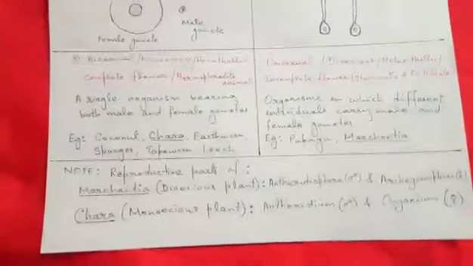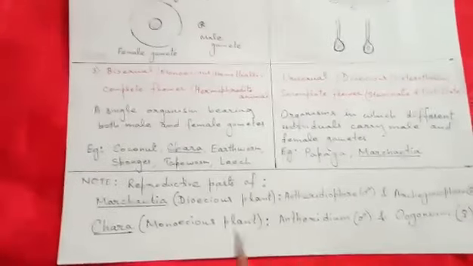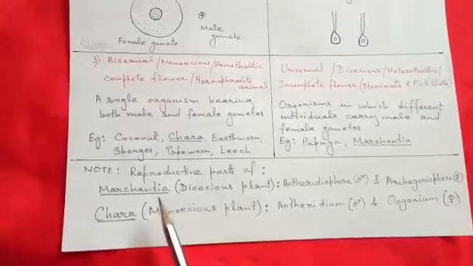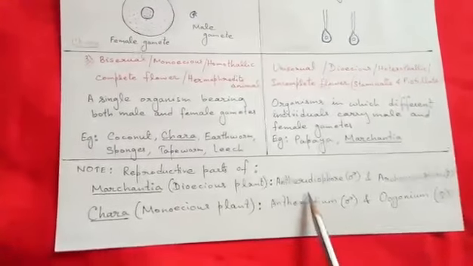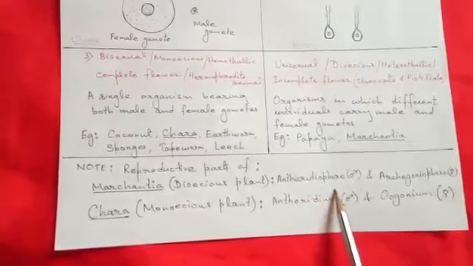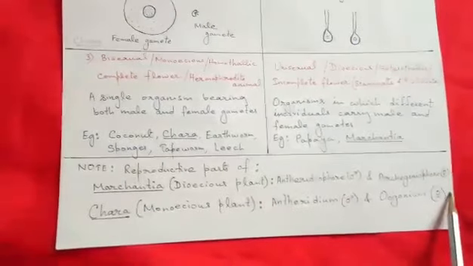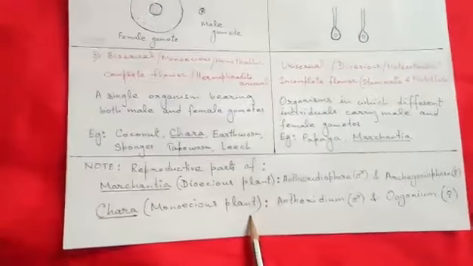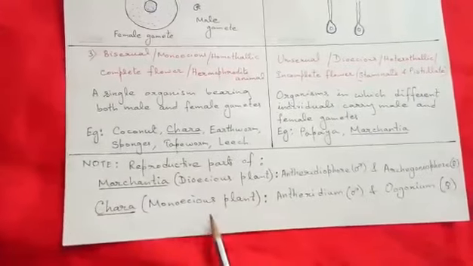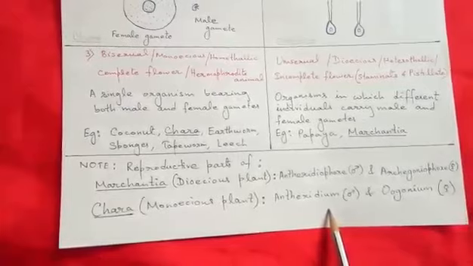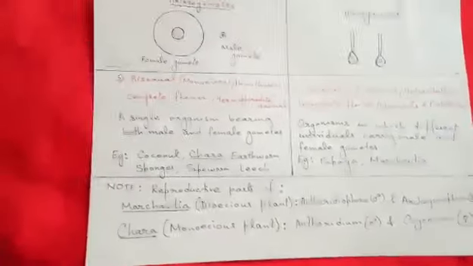So let us see the two important plants where the reproductive parts in Marchantia are antheridiophore, which is the male part, and archegoniophore, which is the female part. Like that, Chara comes under monoecious plant. Monoecious plant means bisexual plant, where the male part is antheridium and the female part is oogonium.